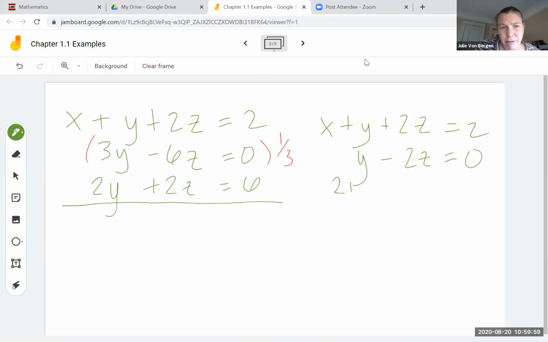Now our third equation is 2y plus 2z equals 6. What we would like to do for the third equation is to get z by itself there. I am going to be able to do that by saying, let's see, equation 3 minus 2 times equation 2.